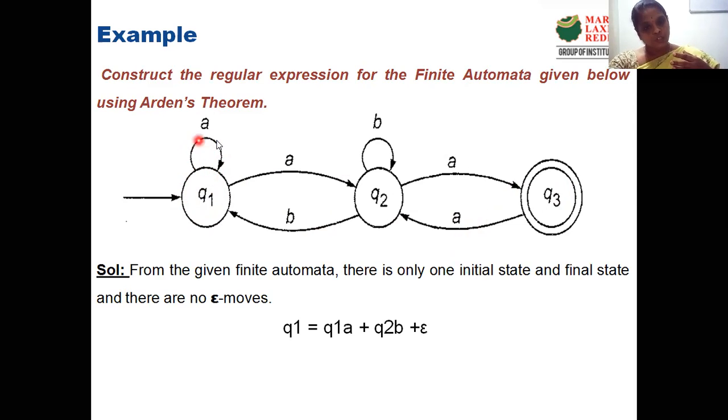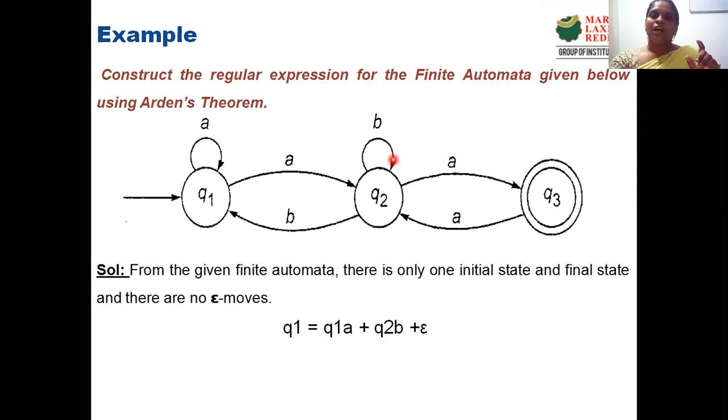So that is q1 on a, and from q2 also we are coming to q1 on the input symbol b. So q1 can be written as q1 = q1 into a plus q2 into b plus epsilon. We have already defined this, because if your regular expression is based upon an epsilon, for that also we have a finite automata. So for that reason we are using this epsilon here.